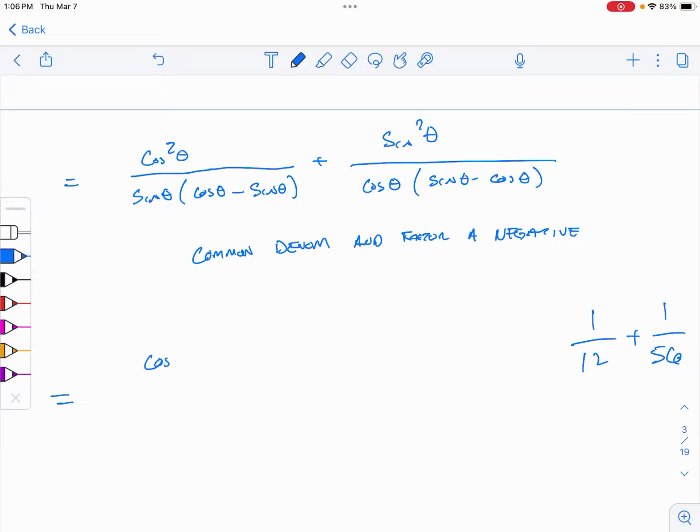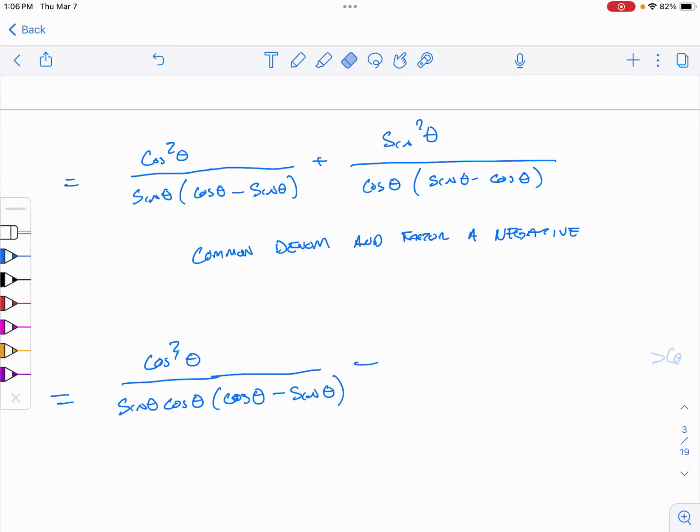All right, so cosine squared theta. Actually, while we're at it, that just becomes cosine cubed. Sine theta, cosine theta. Cosine theta minus sine theta. All right, I'm pulling that negative all the way out to the front.